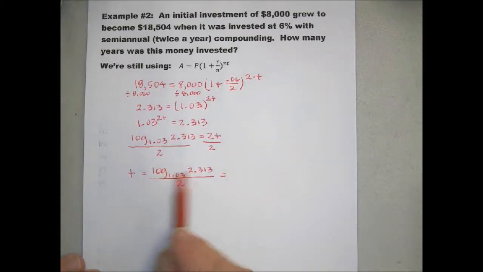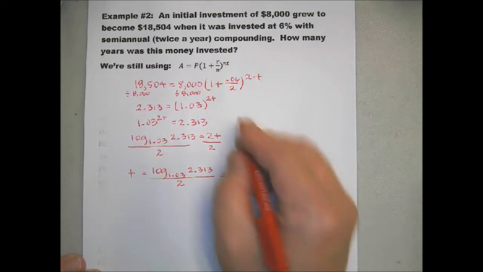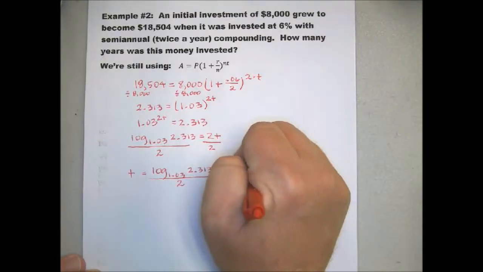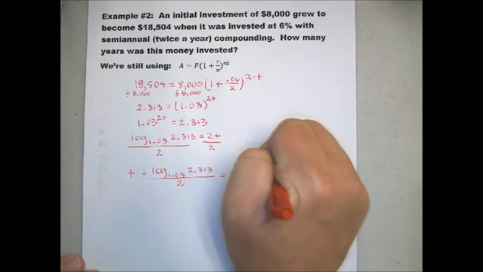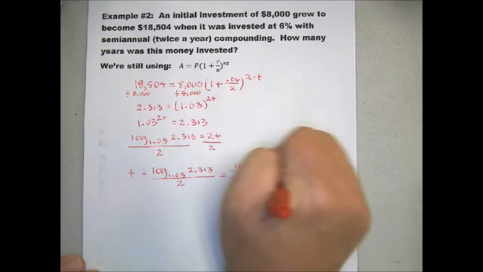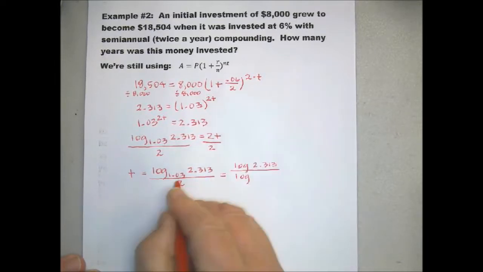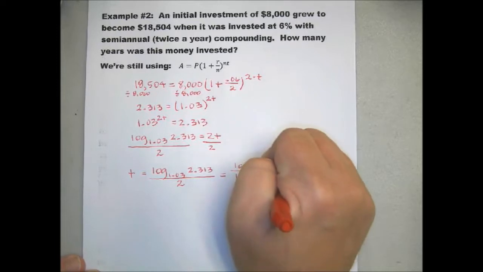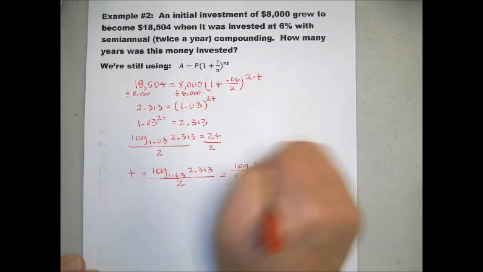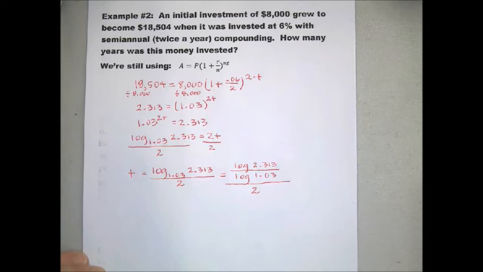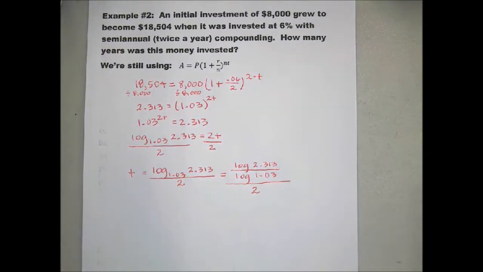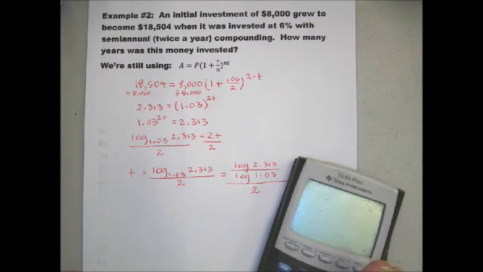So we're going to need to change the base. We're going to use the change of base theorem on this numerator to make the numerator be log 2.313 over log 1.03, and then we're going to divide that whole thing by 2. And now is where your calculator comes in. You can do all of this on your calculator.